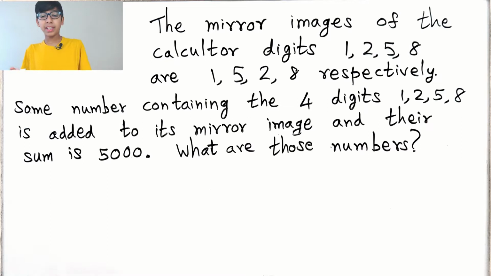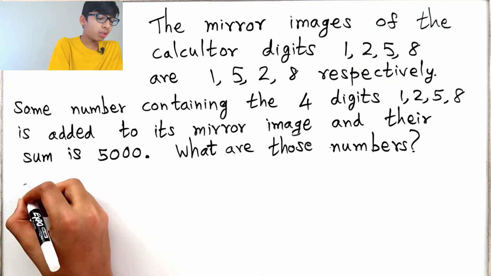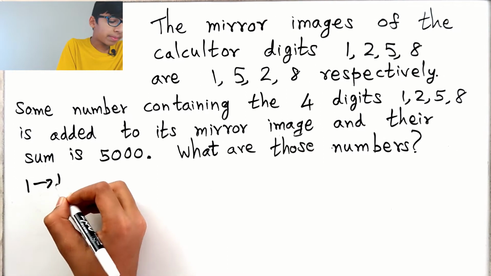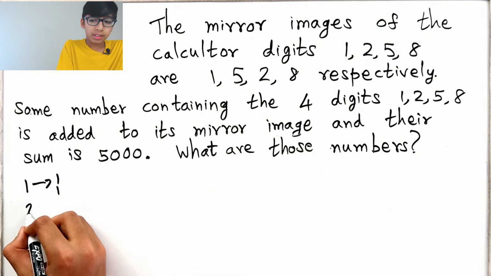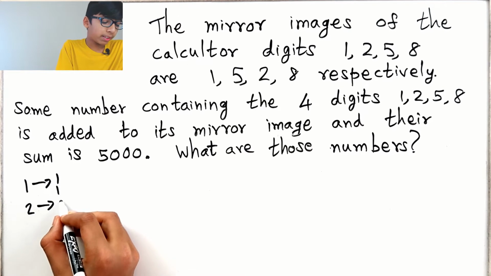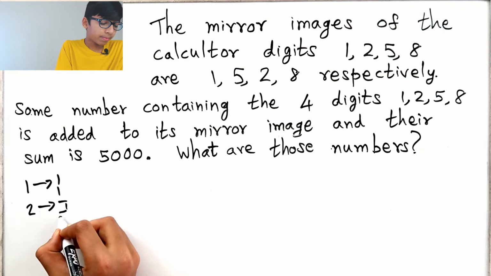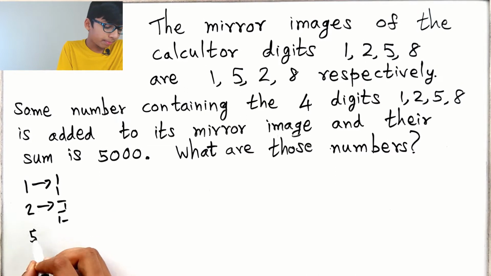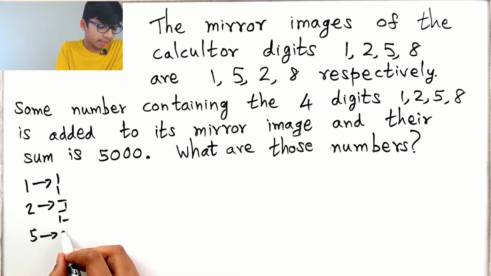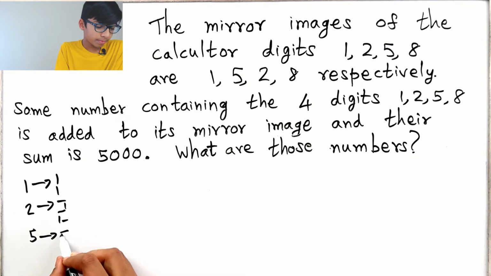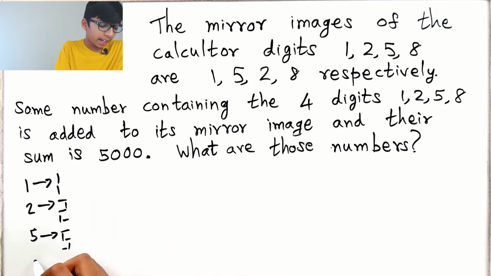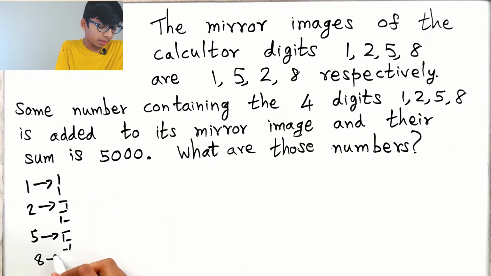Now, here, calculator digits. So how do those look like? Now 1 would look like this, and 2 would look like this, 5 would look like this, and 8 would look like this.